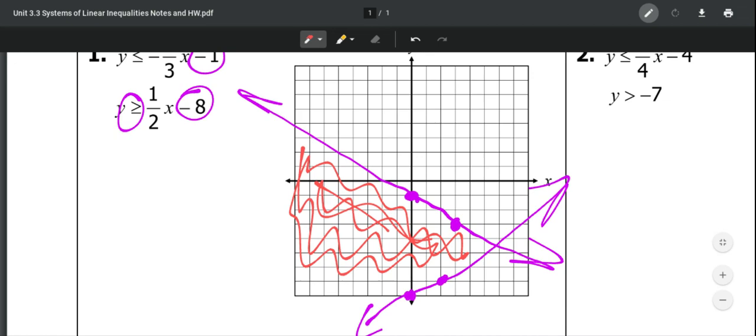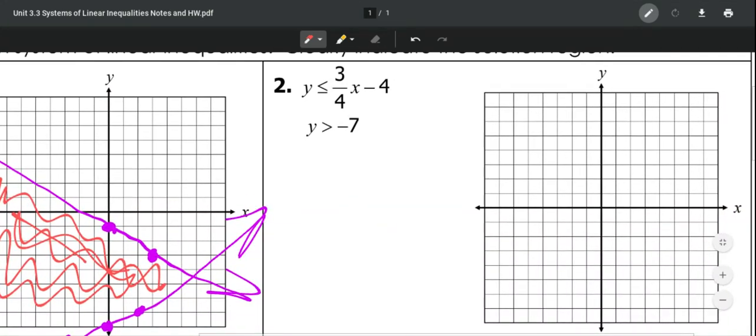Graph each line and shade the solution while you're doing it, or shade each region, and then go back and figure out where it overlaps, and then that would be where your answer is. So we'll do another example.